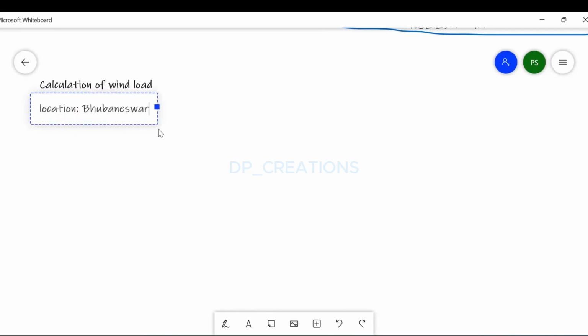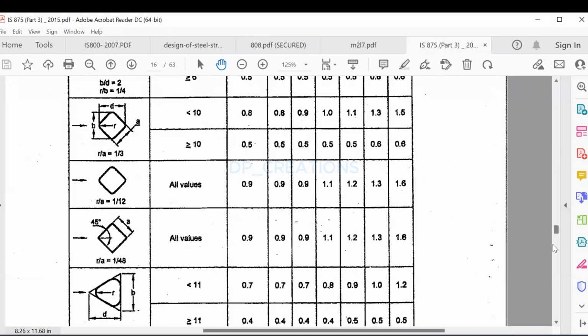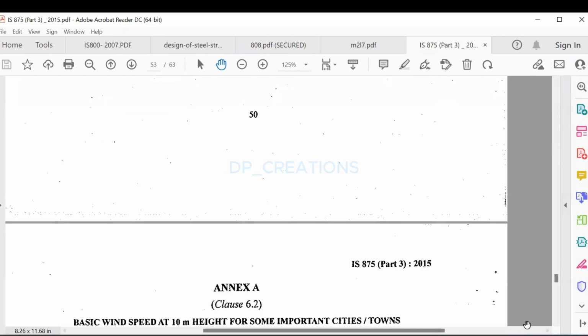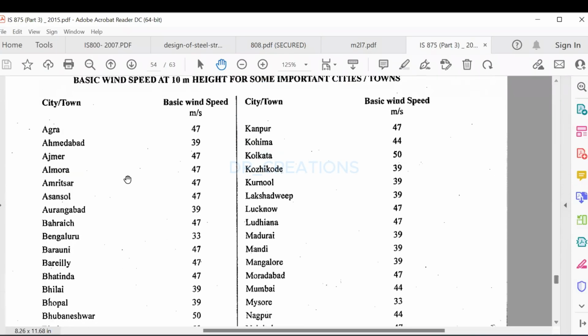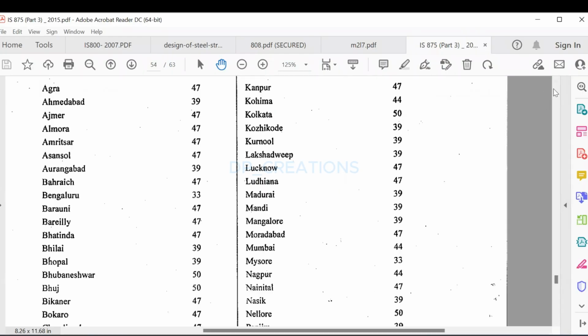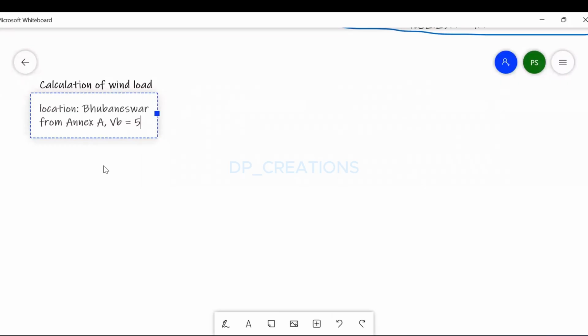Bhubaneswar. So once you mention the city, then from Annex A, Vb equals to... so Annex A, Vb equals to, for Vb, this is alphabetical, so you can take B. So for Bhubaneswar it is 50. 50, what is the unit? 50 meter per second. So Vb equals to 50 meter per second.